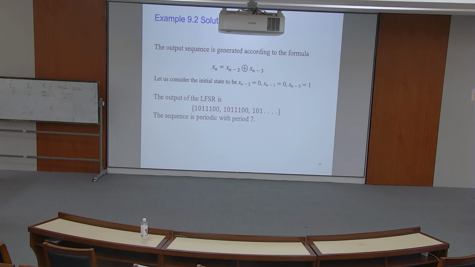And similarly for X of 1, here you have X of n minus 1, which is 0, and X of n minus 2 is also 0, so you got 0. And so on. If you go on several times, what do you get? You get 1, 0, 0, 1, 0, 1, 1, 0, 0, 1, 0, 1, 1, 0, 0, and so on. So this sequence is periodic with period 7.